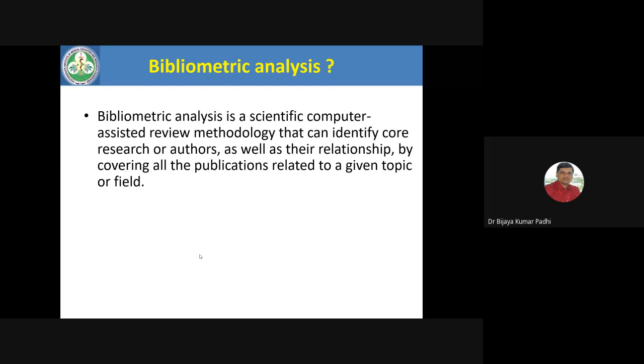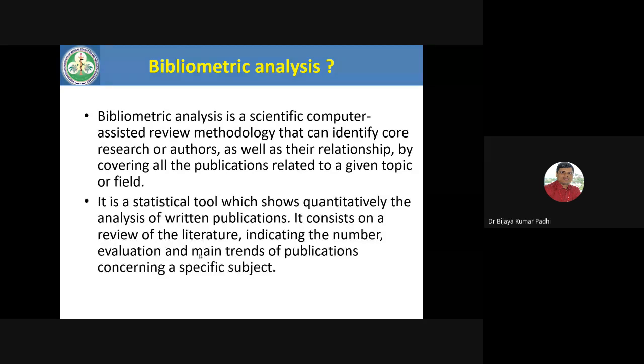What is bibliometric analysis? It is a very simple definition. It is a scientific, computer-assisted review methodology that can identify core research or authors as well as their relationships by covering all the publications related to a given topic or field. For example, if you want to highlight in which area to do research, where very few people are working, or what the currently trending topic is, you can do this using bibliometric analysis. It is a statistical tool which shows quantitatively the analysis of written publications.